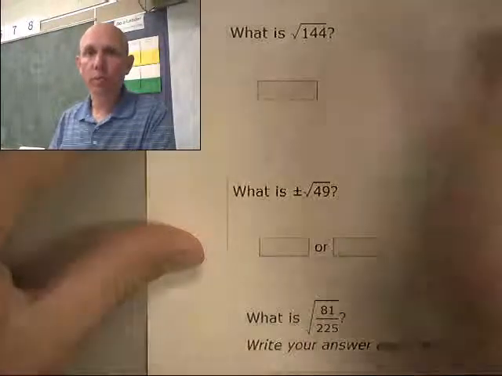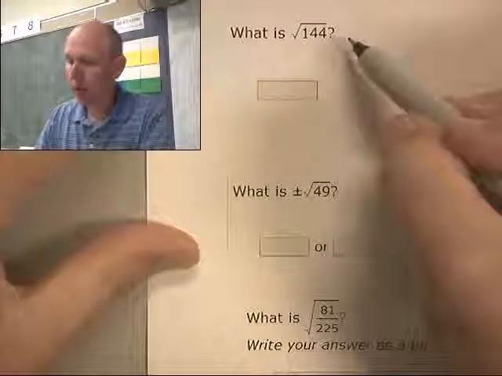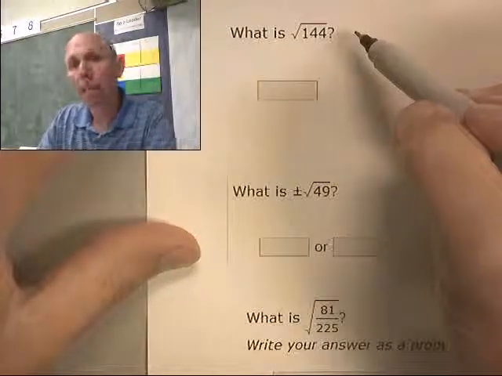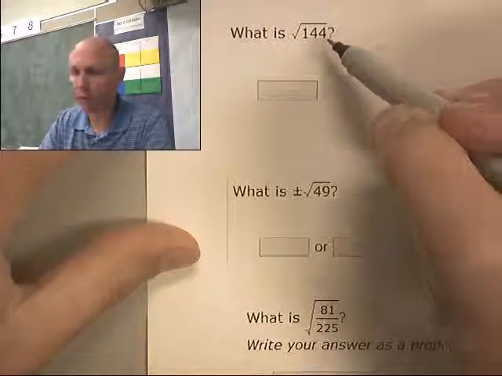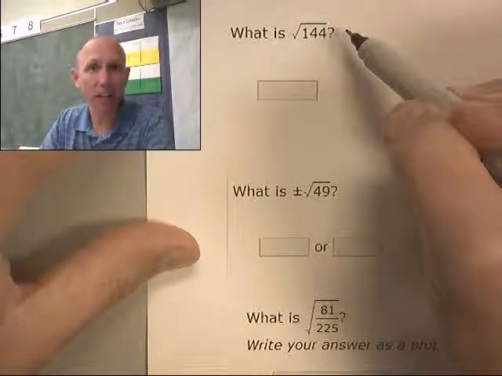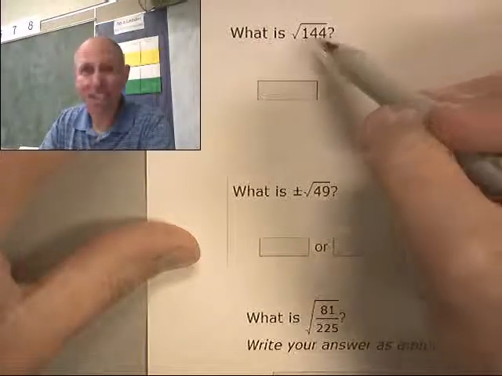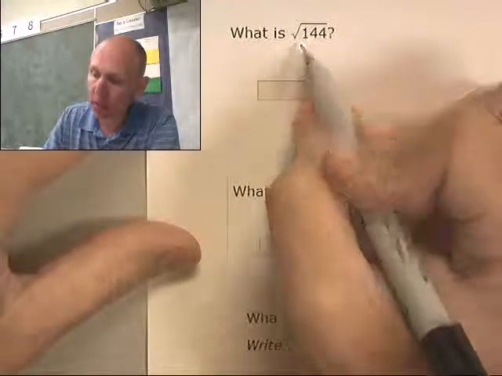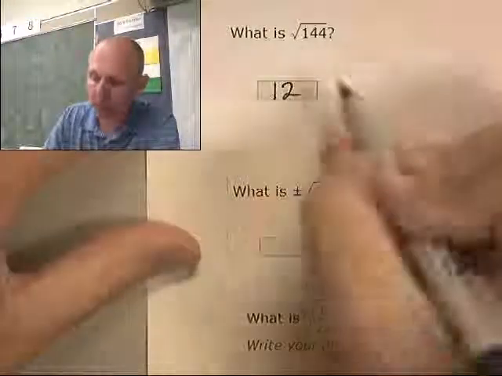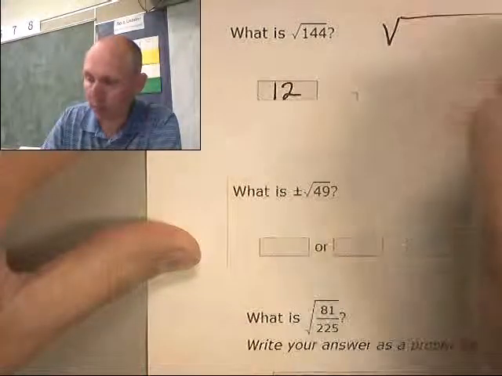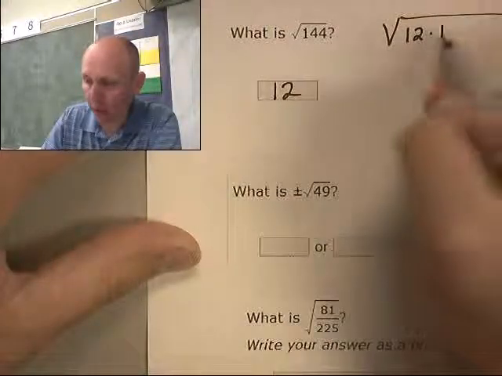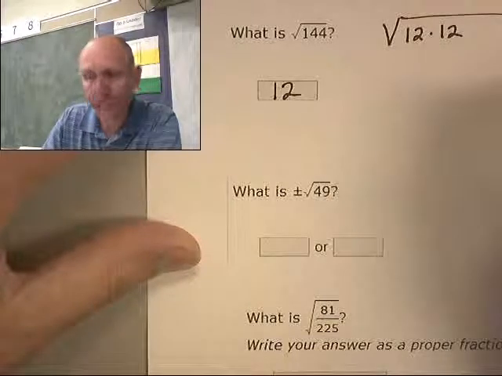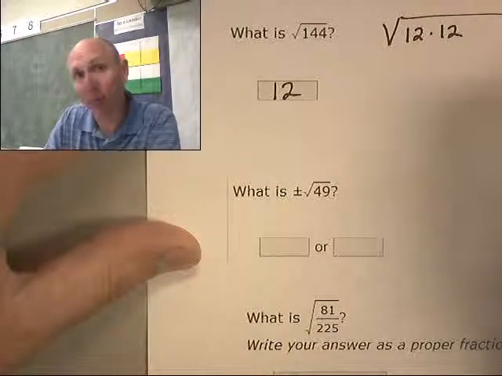The square root of 144. Well, what number times itself is 144? 10 times 10 is 100, so it's not 10. But 12 times 12 is 144. So the square root of 144 is 12, because 12 times 12 is the same thing as 144.